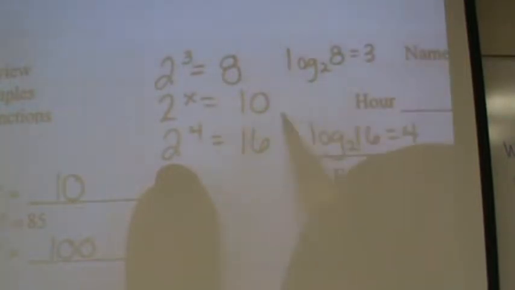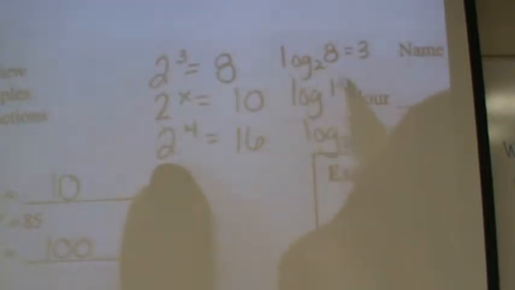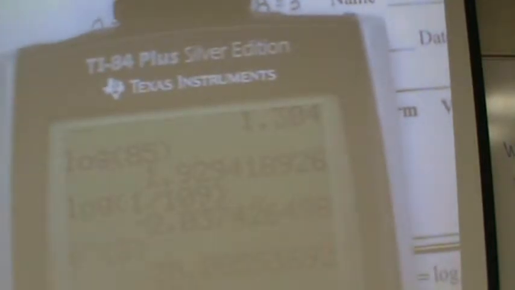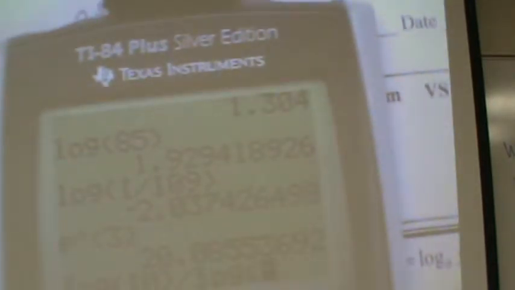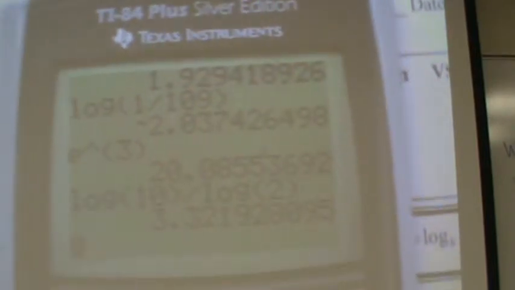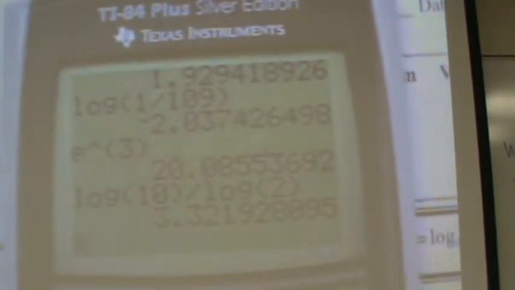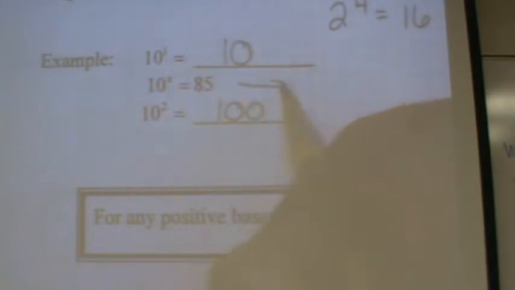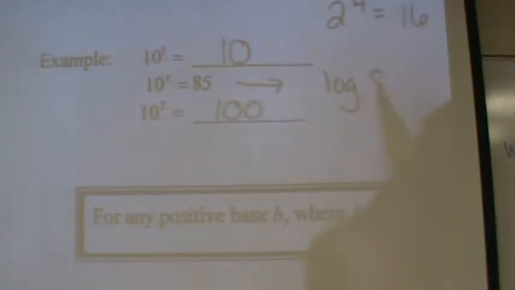This is all old stuff. This one would be the log of 10, base 2, is what? So you take your calculator, and the change of base formula is, you type in log 10 divided by log of 2. And if you use the Inspire, you can type it in just the way it is. So it's about 3.3. For the other question, it would be the log of 85 base 10 is what?